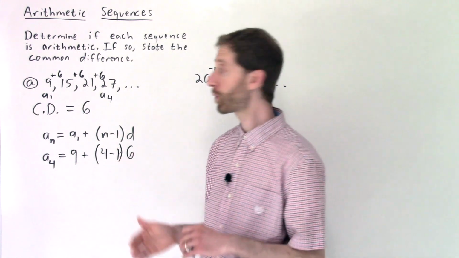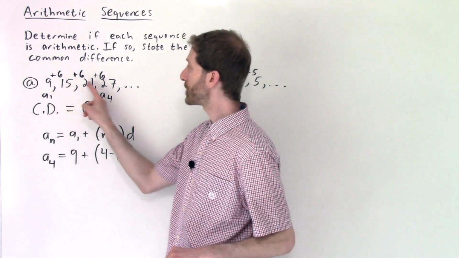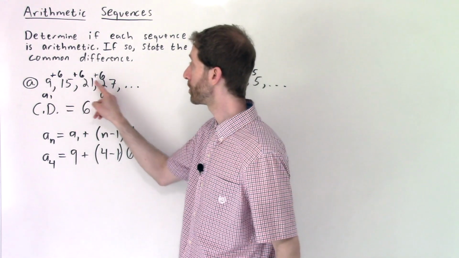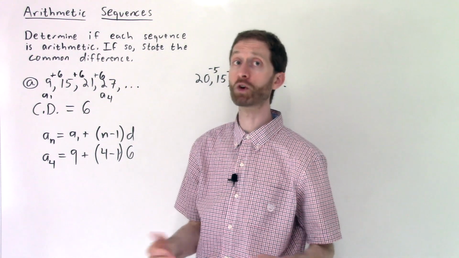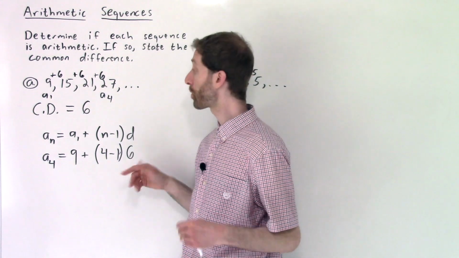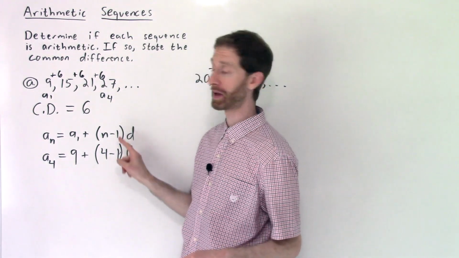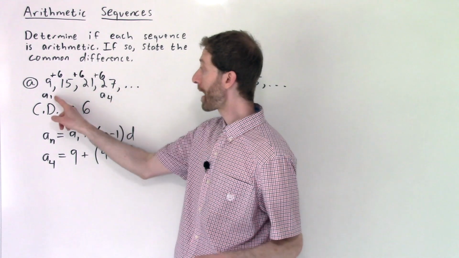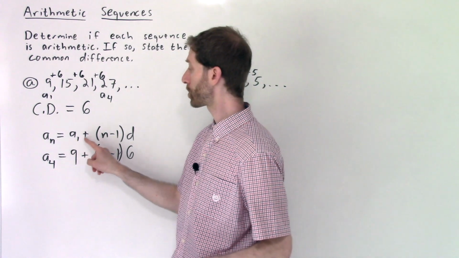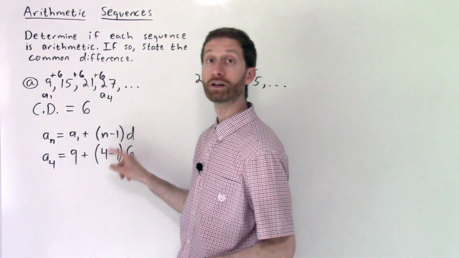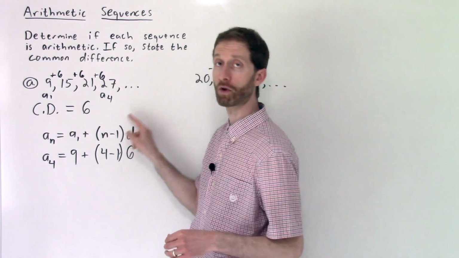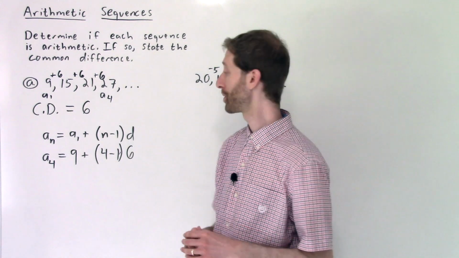Why 4 minus 1? Well, the number of spaces we have between the first and the fourth term is 3. 1, 2, 3, which is the number of times that we're going to be adding the common difference, which in this case is 6. So we're repeatedly adding 6, 4 minus 1, the number of spaces, times. So in general, you'd have the first term plus n minus 1. That gives you the number of spaces, or the number of times that you're repeatedly adding the common difference. And that's why the formula works so well.